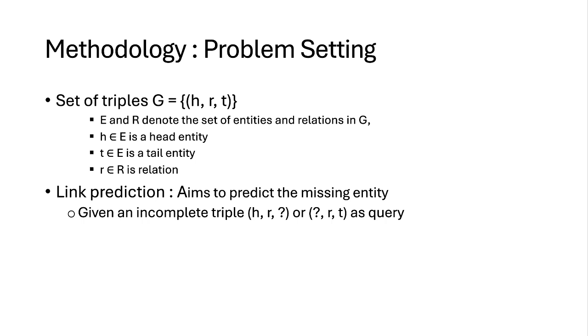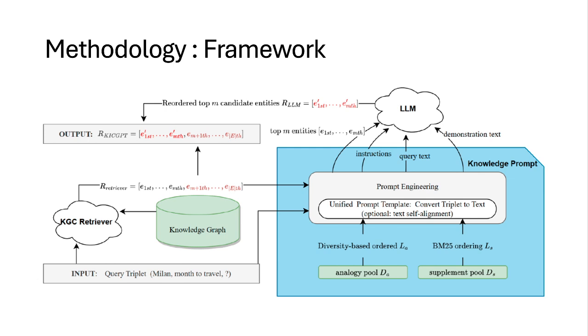A knowledge graph is a set of triples. This is represented like G equals (H, R, T), where H belongs to the head entity, T belongs to the tail entity, and R belongs to the relation. The main goal is to predict the missing entity, which is also known as the link prediction task, and the given incomplete triple can be missing either the tail entity or the head entity as the query. This is the main framework of this research work.